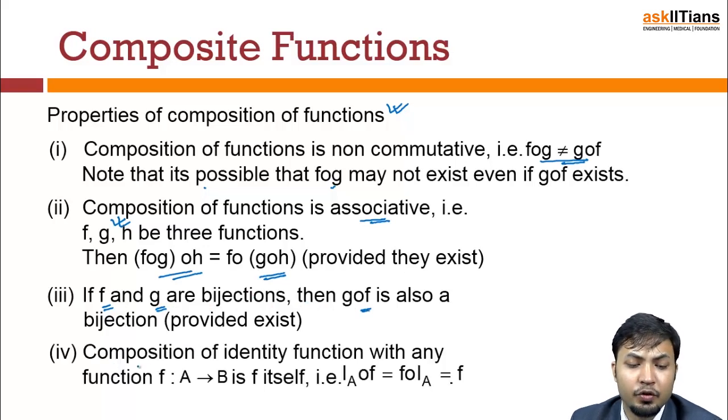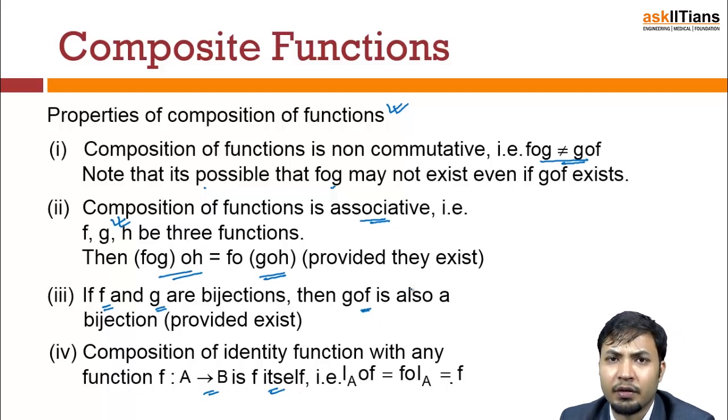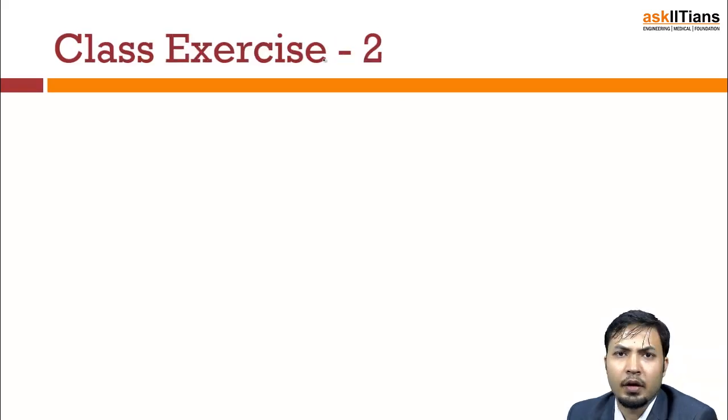Okay. Composite function of identity with any function is f itself. Alright, it's simple. Obviously if I have an identity function and I compose it with a function, then it will automatically become the function itself. Now let's have a look at the questions based on the topics that we have just discussed.